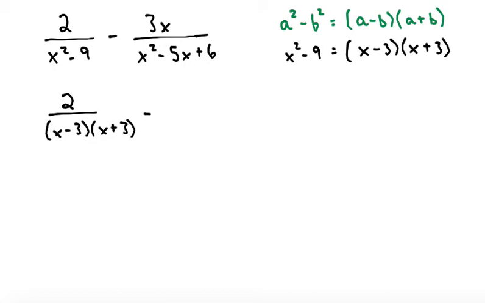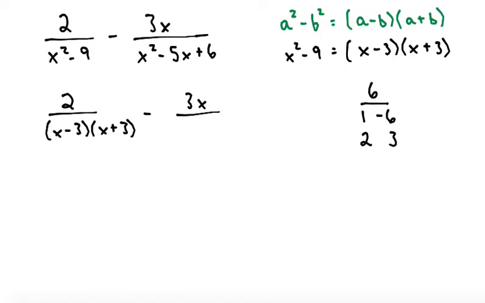To factor the denominator of the second fraction, we don't have a difference of squares form. So since we have a coefficient of the x squared that is a 1, we're looking for two numbers that multiply to get 6 and add to get negative 5. So the factors of 6 are 1 and 6 and 2 and 3. So to get negative 5, if we did 1 and negative 6, that would add to get negative 5, but that would multiply to be negative 6.